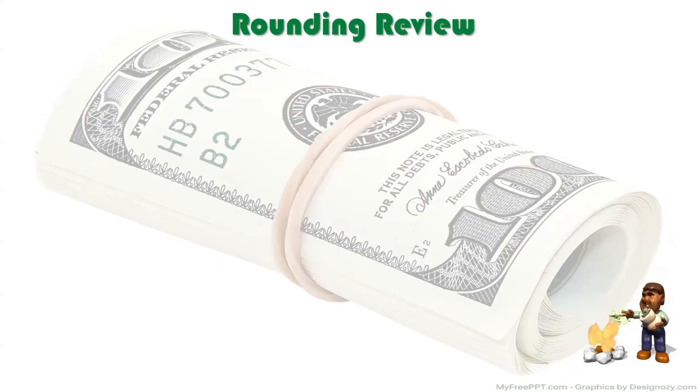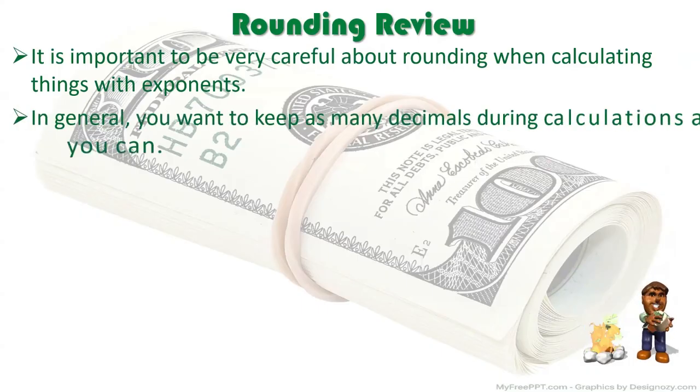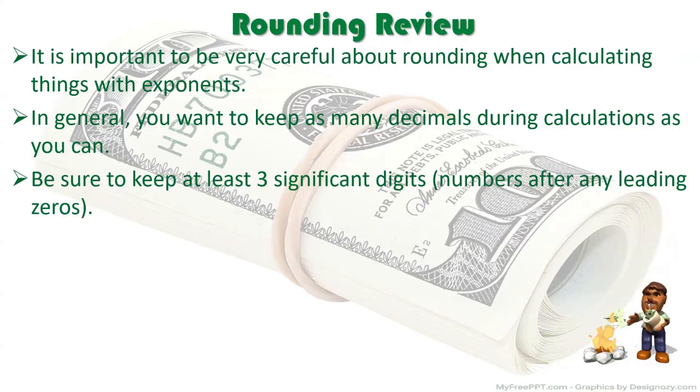Rounding review. It is important to be very careful about rounding when calculating things with exponents. In general, you want to keep as many decimals during the calculation as you can. Be sure to keep at least 3 significant digits, numbers after any leading zeros.